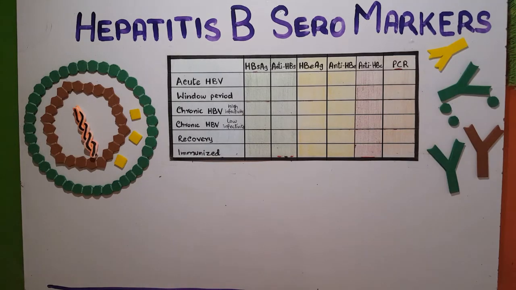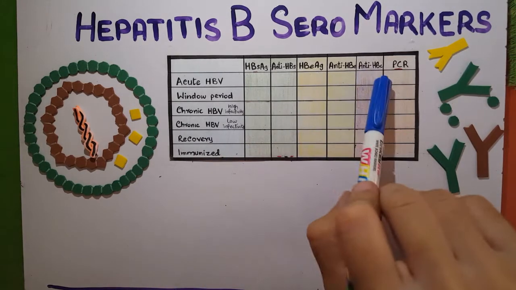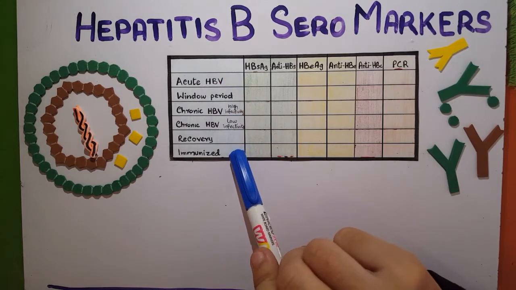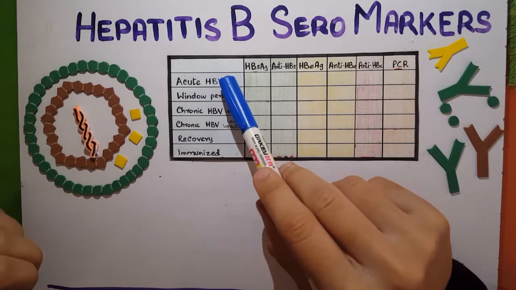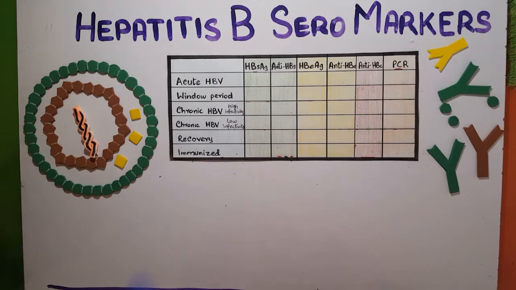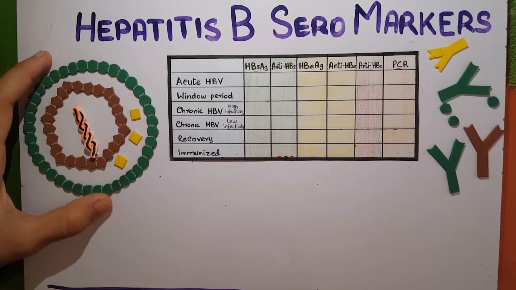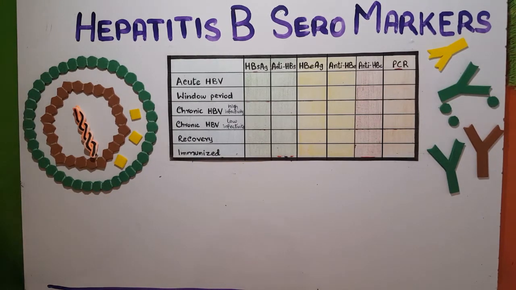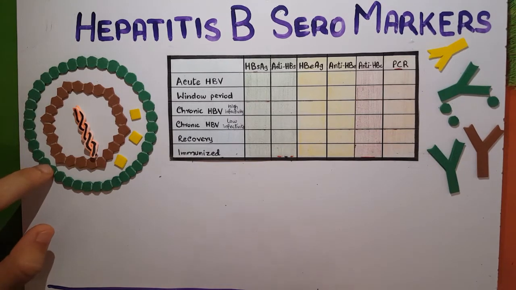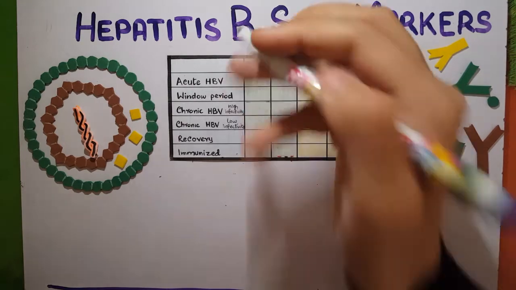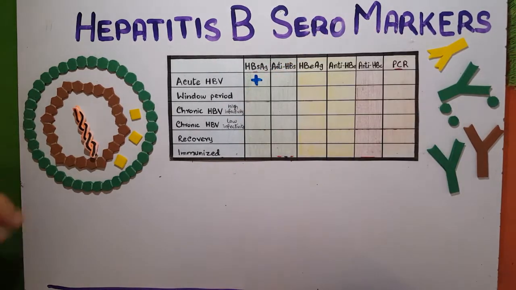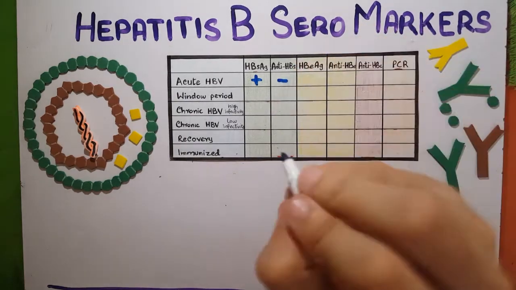So now we will discuss the levels of different serologic markers in different phases of the disease, starting with acute hepatitis B virus infection. In acute hepatitis B virus infection, the virus has entered the body, and whenever there is present infection, whether acute or chronic, the hepatitis B surface antigens are always positive. So hepatitis B surface antigens are positive, and when the antigens are positive, their counter antibodies are always negative.